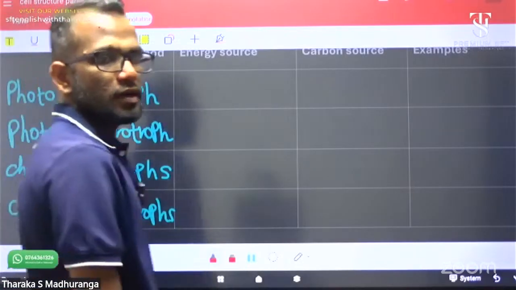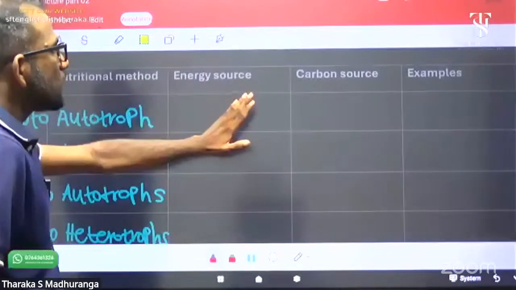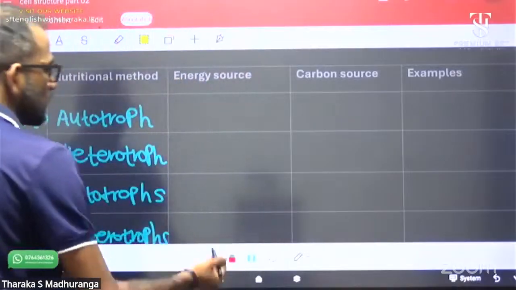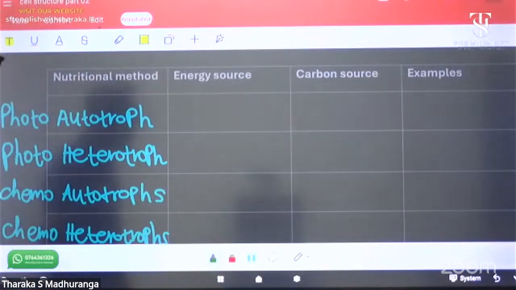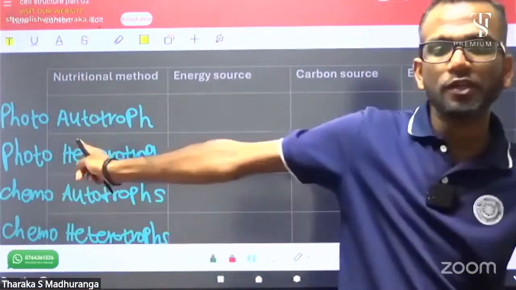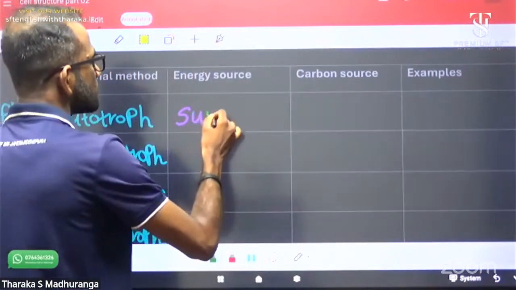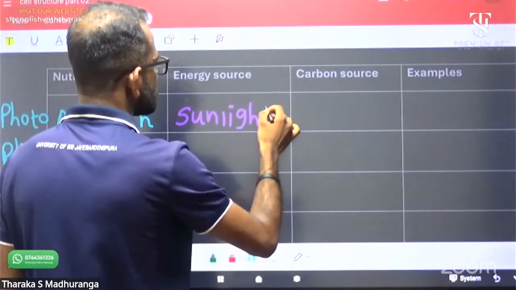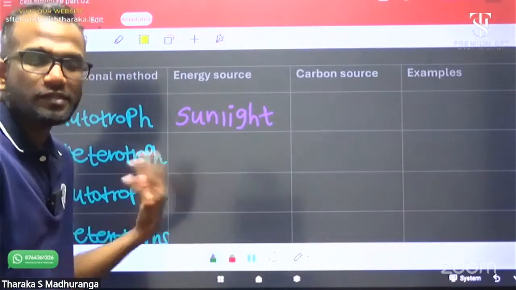Now, it is very simple. For the first one, what are the energy source, the carbon source, and the examples? That's enough. If it is photoautotrophs, remember the energy source. What is the meaning of photo? Photo means light. Sunlight is the energy source. Light energy is the energy source.